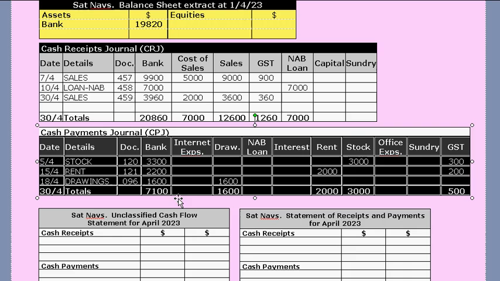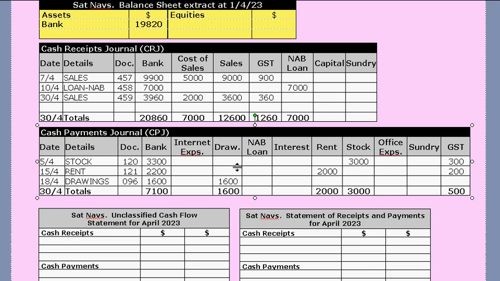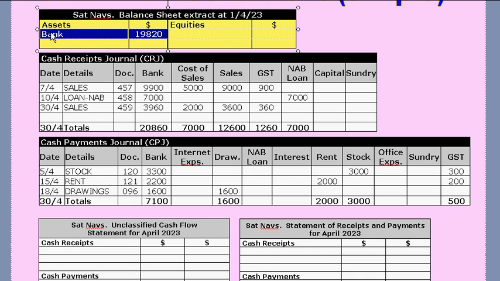Here's the cash payments journal. It shows all the cash outflows during the period: drawings, rent, stock, GST payments. They're the cash outflows during this period of time. We also need to know how much cash we had at the start of the period, and that's usually found in the original balance sheet, the balance sheet at the start of the reporting period. In this case, bank is an asset, 19,820.